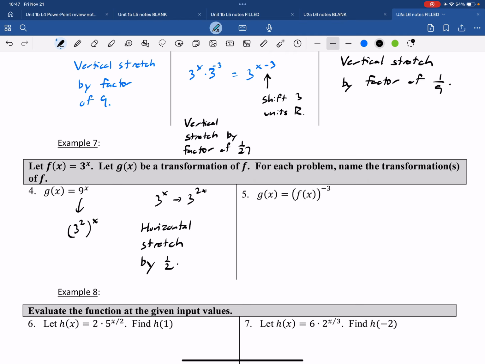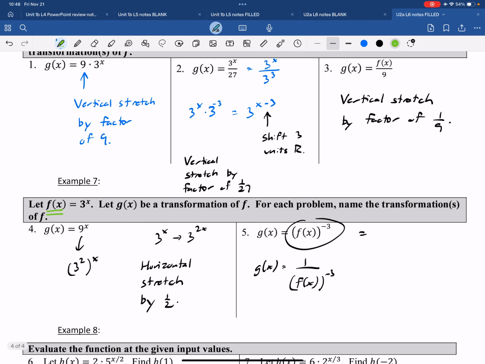And what does this do? Well, this means that g of x is equal to 1 over f of x to the negative 3. So this is a flip about the y-axis. So f of x is 3 to the x, sorry. So this still applies here, guys.